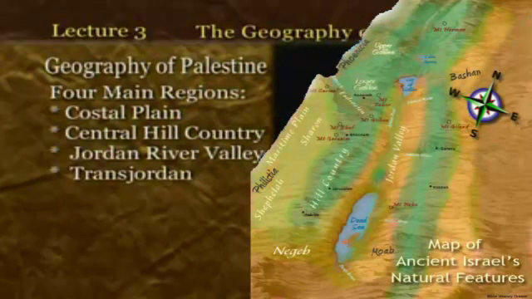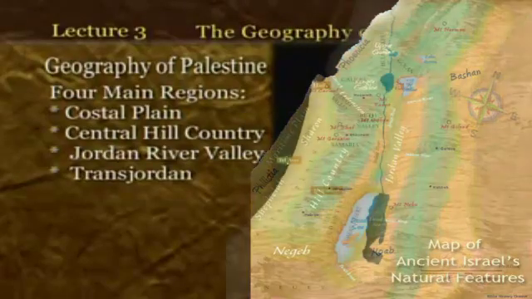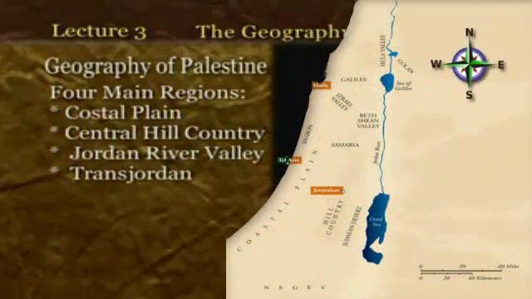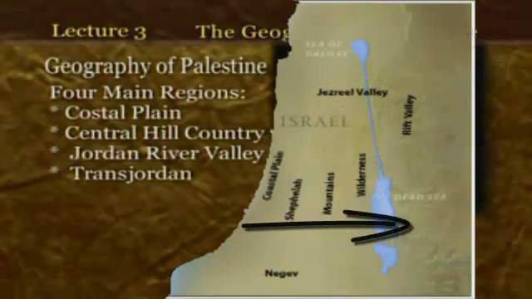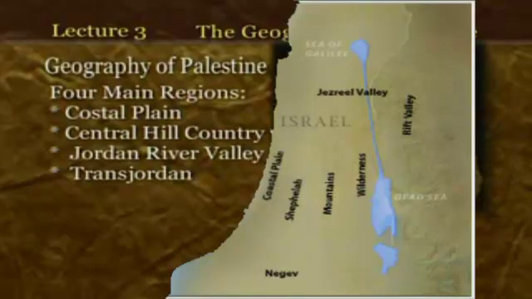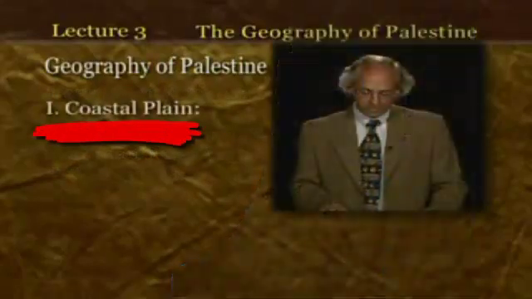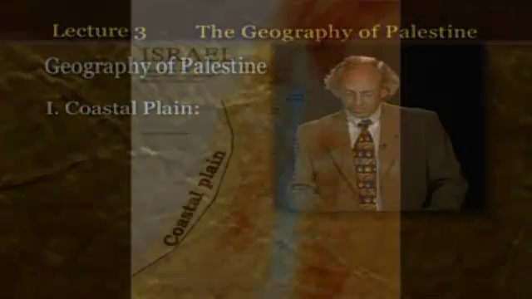First of all, we're going to move, roughly speaking, west to east. We're going to move from the Mediterranean coast over across the Jordan into the Transjordan region. And we're going to be covering geographically 4 main regions, moving west to east. And the first one's going to be the coastal plains.